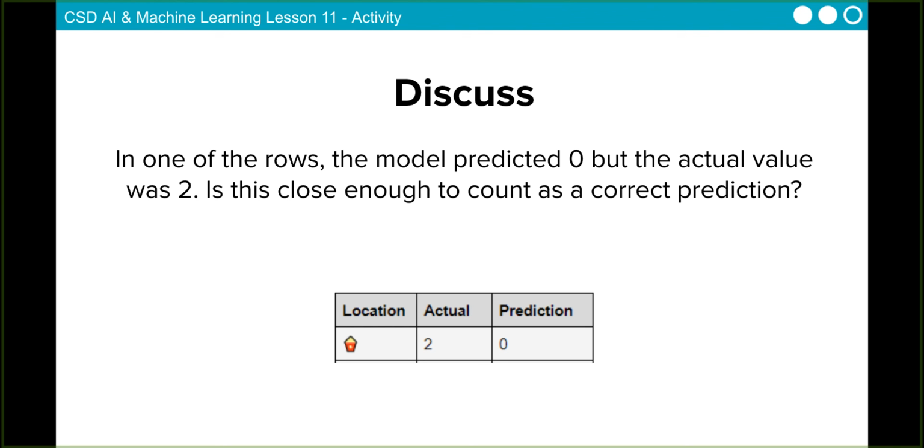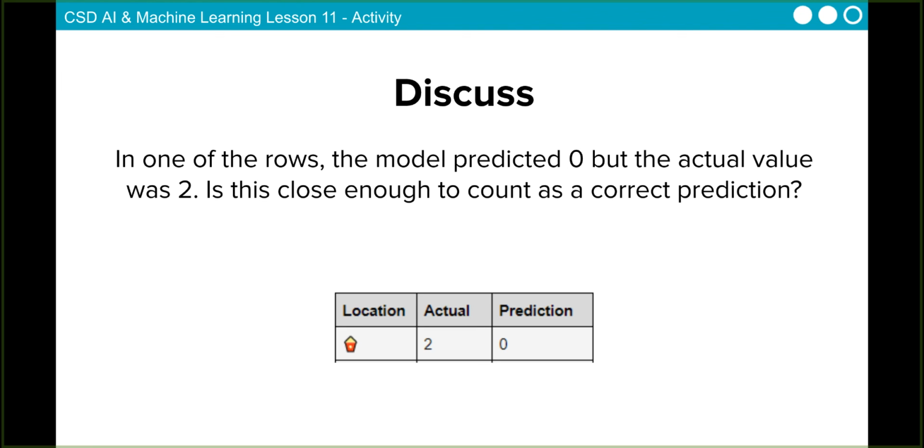So in one of the rows, the model predicted 0, but the actual value was 2. Is this close enough to count as a correct prediction? If I'm expecting 0 zombies to be at that movie theater, but I see 2 zombies, I might be caught off guard. I might end up dead. You never know.